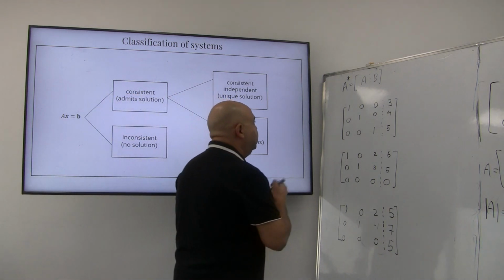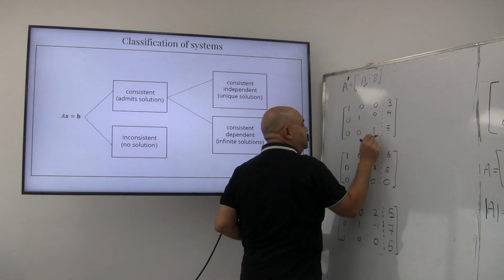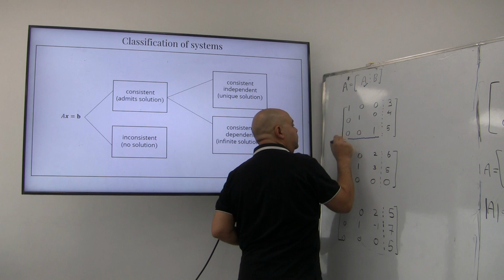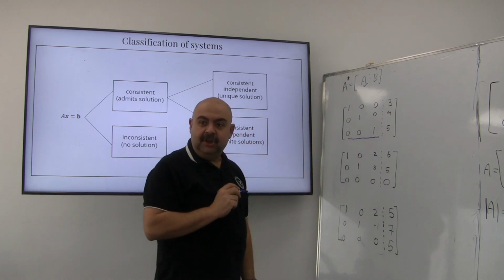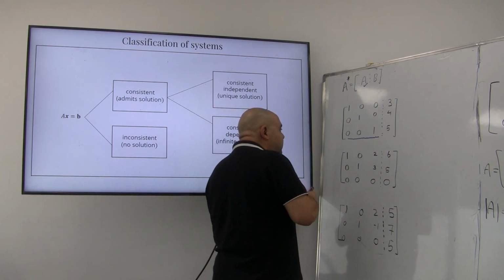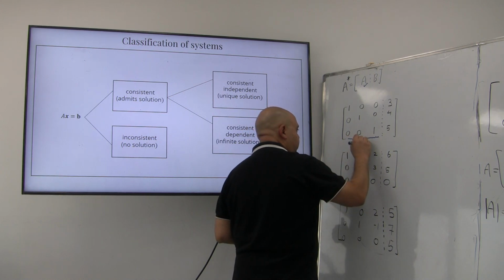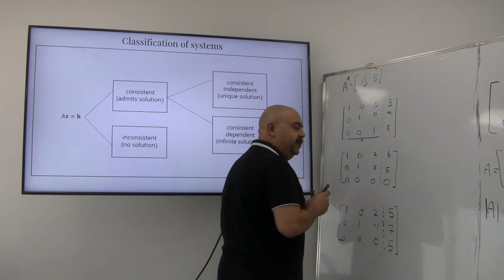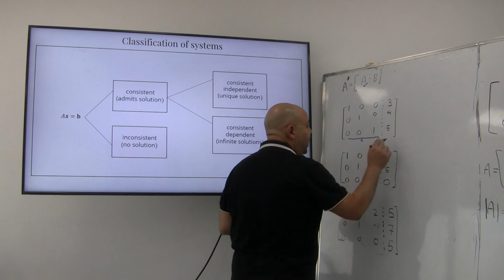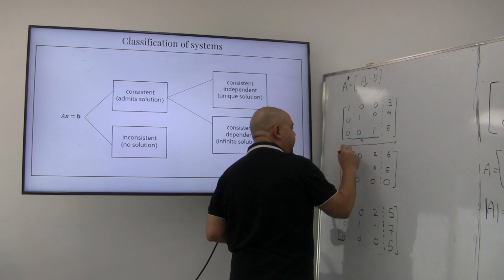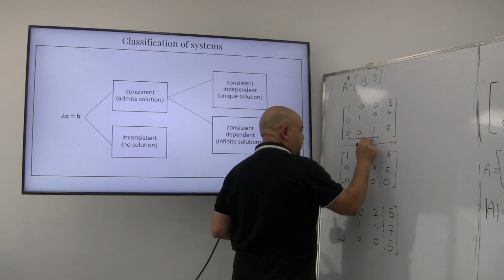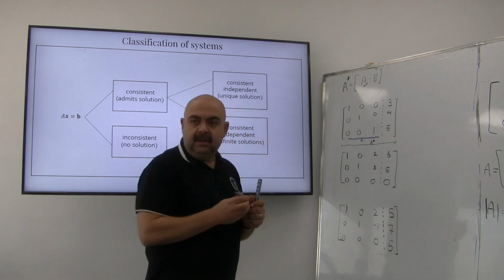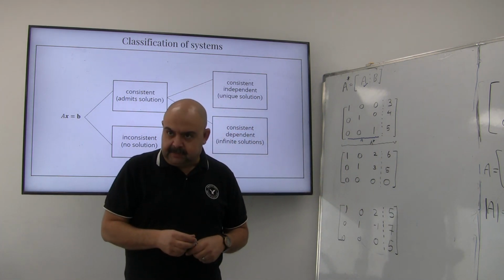What is the coefficient matrix? It is the matrix A. So this is what we call a coefficient matrix. This is the A matrix, the coefficient matrix. And the whole thing is called A star, which is the augmented matrix.